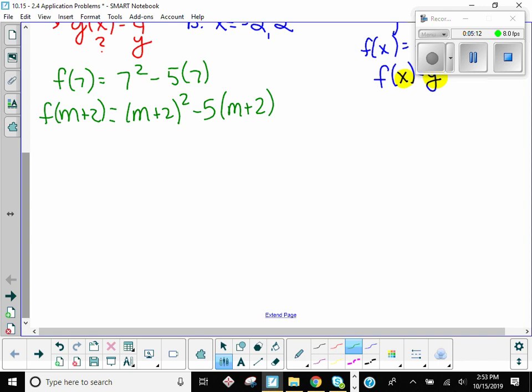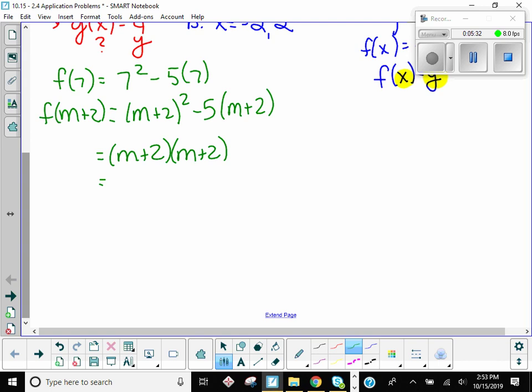Right. And then you just do the math on that. You simply follow your order of operations, you simplify. So m plus 2 squared right here, what does that mean? It means m plus 2 times itself. Okay, that's a FOIL problem.